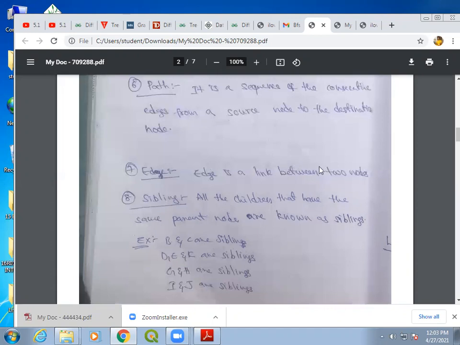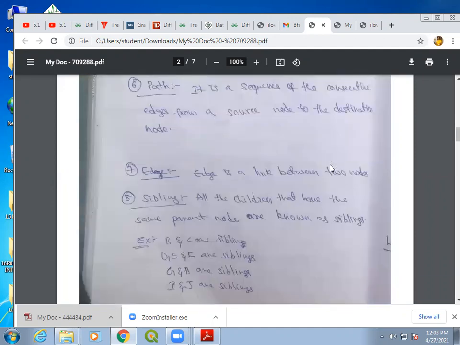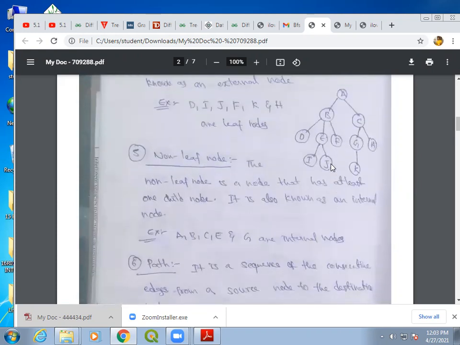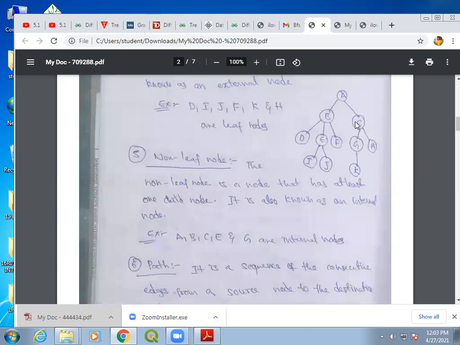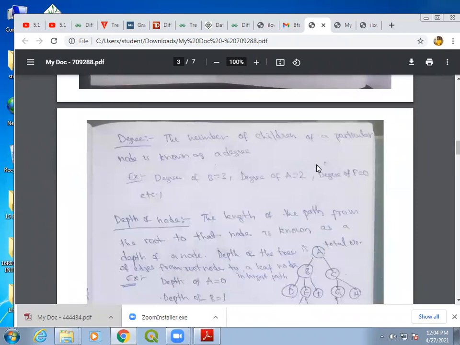And what is an edge here? An edge is the link between two nodes. For these two nodes, there is a link. This is called an edge. And siblings: all children that have the same parent node are known as siblings. For example, B and C have the same parent node A, so B and C are called siblings. Similarly, D, E, F have the same parent node B, so D, E, F are called siblings. Like that, siblings will have the same parent node.